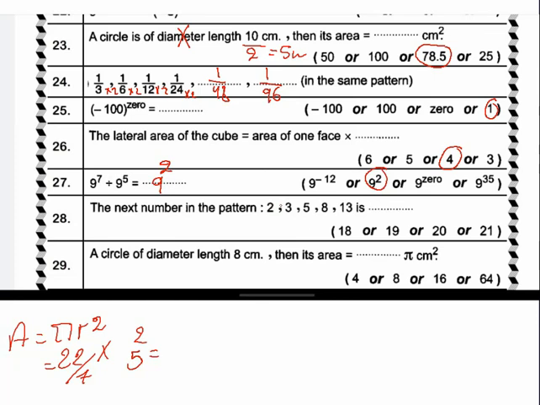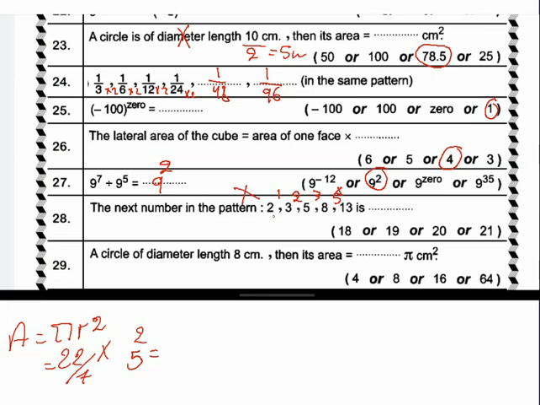Next number in this pattern, 2, 3, 5, 8, 13. Let's try to show how many numbers he adds to the first number to get the second number. 2 plus what equals 3? 2 plus 1. 3 plus what equals 5? Plus 2. 5 plus what equals 8? 3. It's okay. 8 plus what equals 13? Yes, 5, not 4. So this pattern doesn't work.